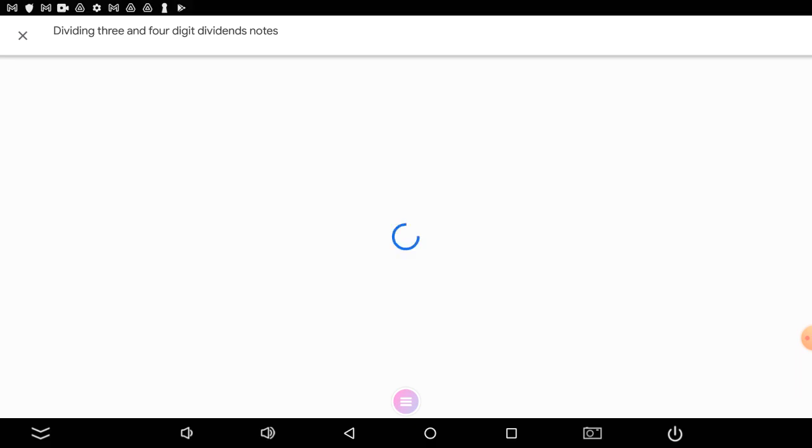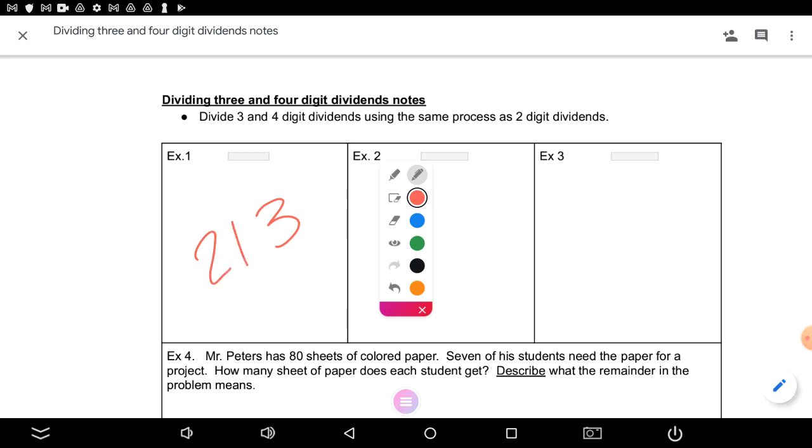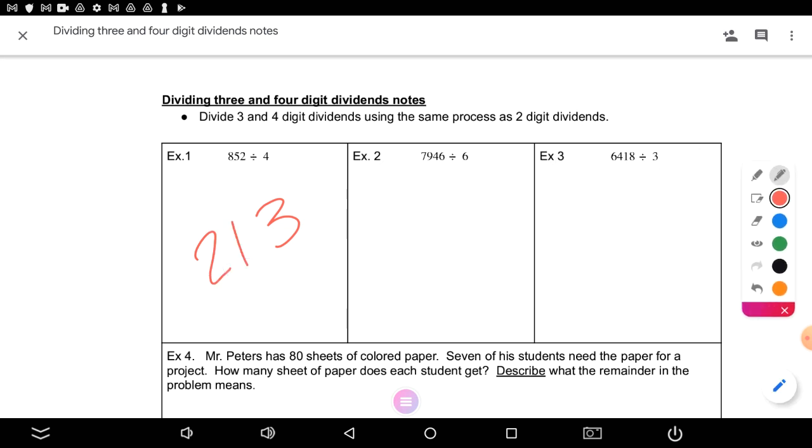So then right here, you would just write 213. Do I have to put remainder 0? No, if you don't have a remainder, you don't put the remainder there. Okay? Let's go ahead and do the next one.